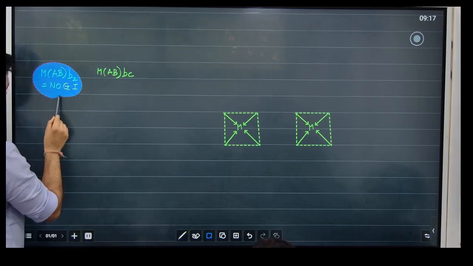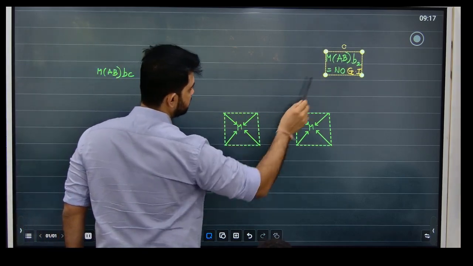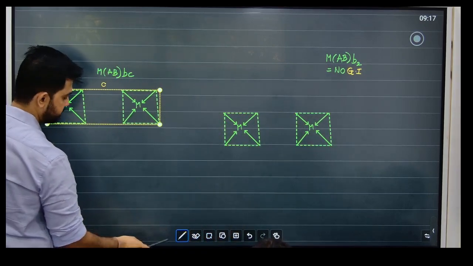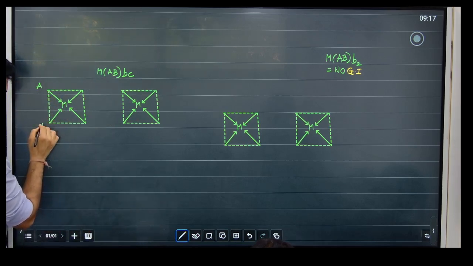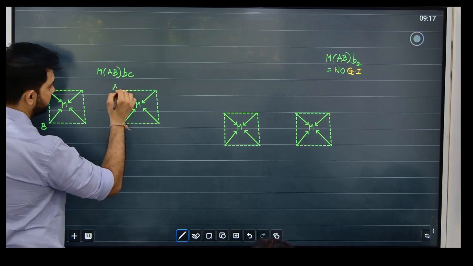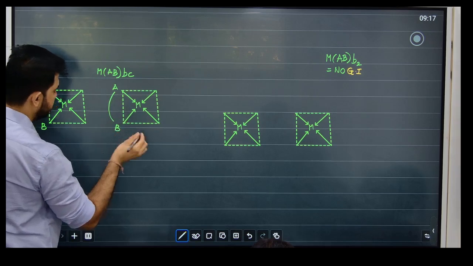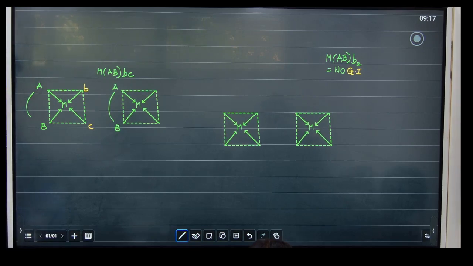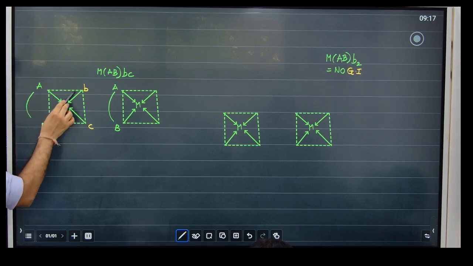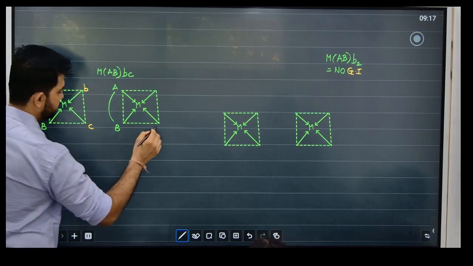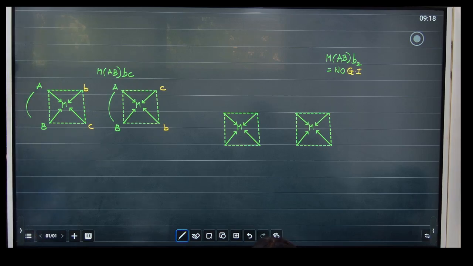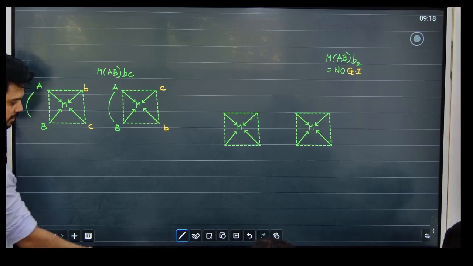Did you get that? But what about MABBC? I can have AB and AB. Then there's B here and C over here. How will I change the structure? What's the angle between A and B? 90. So I can have B here and C over here. Yes or no? Did you get that? MAB and BC.